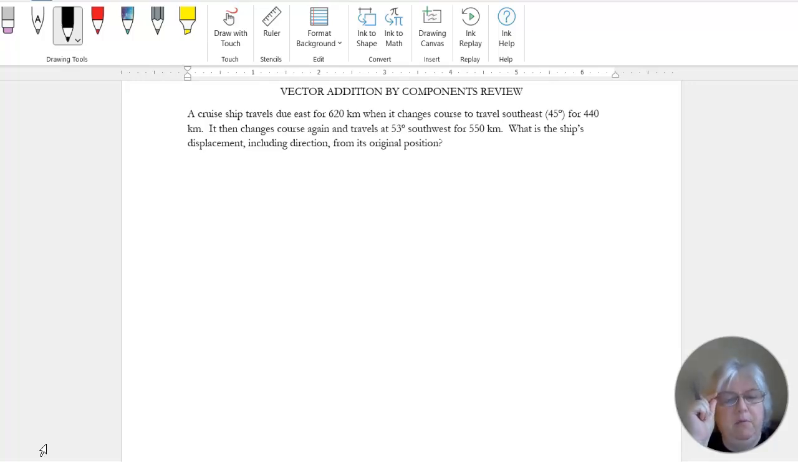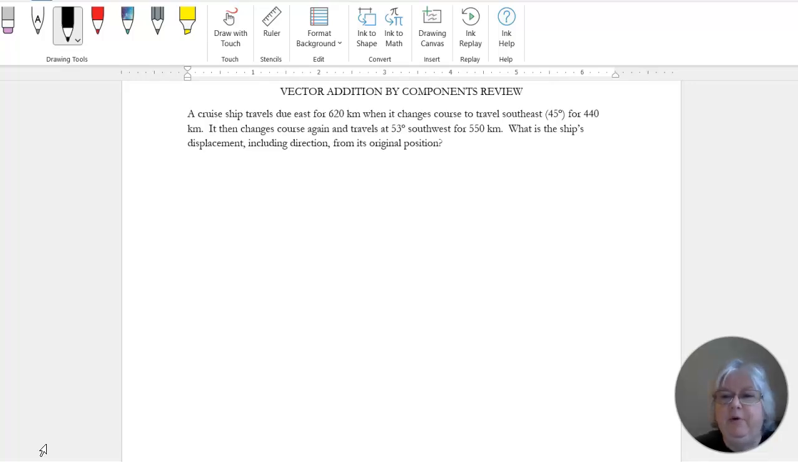In this problem, we have a cruise ship, which is traveling east for 620 kilometers. It will then change course and travel for 440 kilometers at a direction of 45 degrees southeast. It will then change course again and travel 53 degrees southwest for another 550 kilometers. What is the ship's displacement, including direction, from its original position?